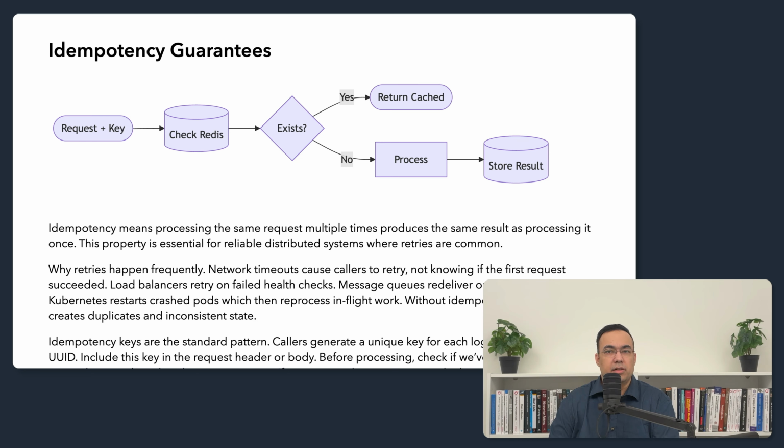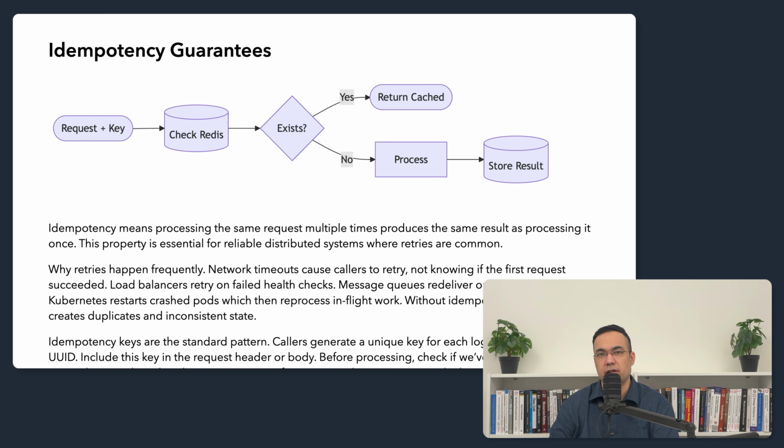Now let's examine idempotency, which means processing the same request multiple times produces the same result as processing it once. This property is essential for reliable distributed systems where retries are common. Why do retries happen so frequently? Network issues cause callers to retry, not knowing if the first request succeeded.